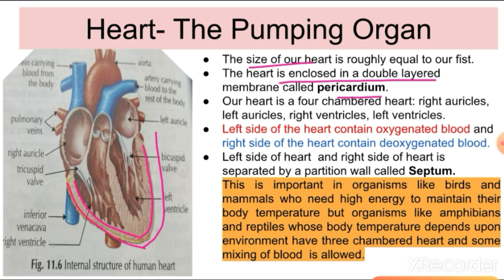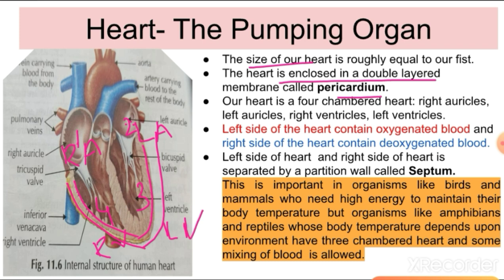The heart has 4 chambers. So these are our 4 chambers, 1, 2, 3 and 4. These 4 chambers are named auricles or atrium, the upper two, and the lower two are known as ventricles. So these are the right auricle or atrium, and these are the left auricle or left atrium. The lower ones are the right ventricle and left ventricle.